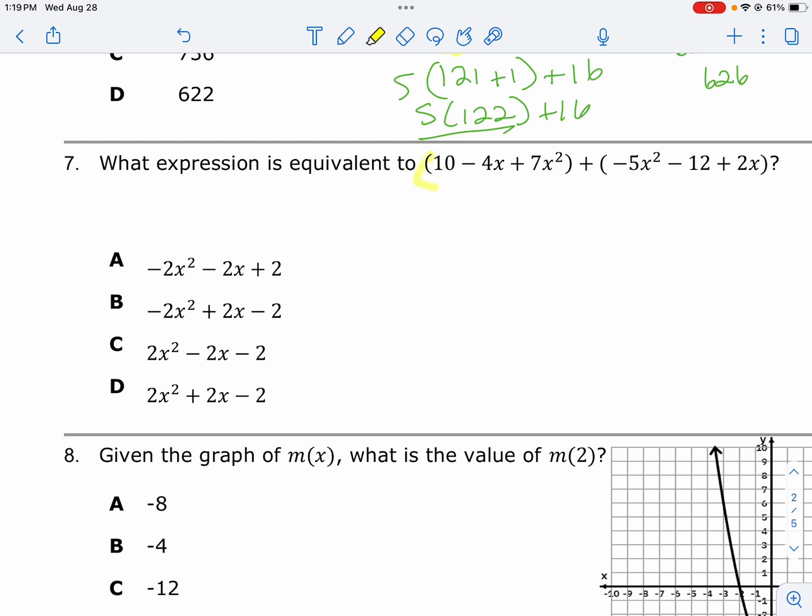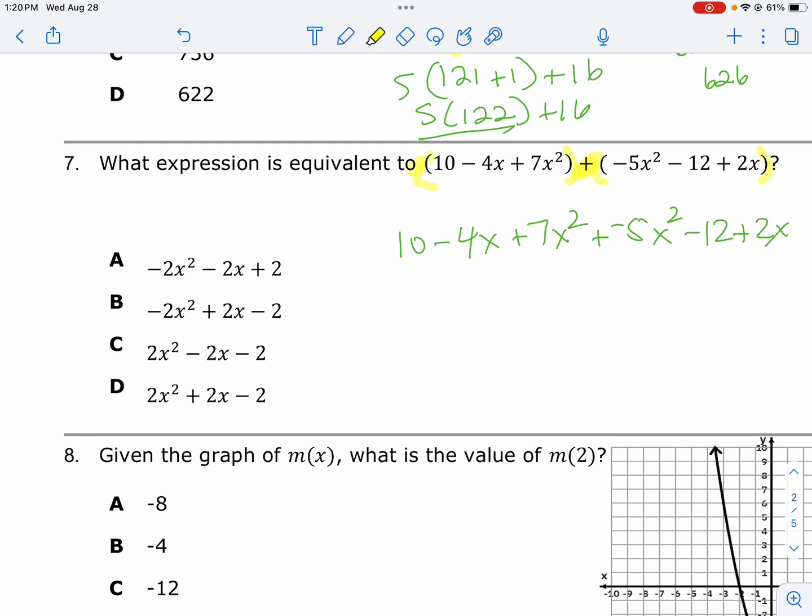Everybody see them? There's one, there's one. But look what's in the middle. Yay. No number in the front, no number in the front. You get to ignore them. Just bring it down. And all we have to do is combine like terms.